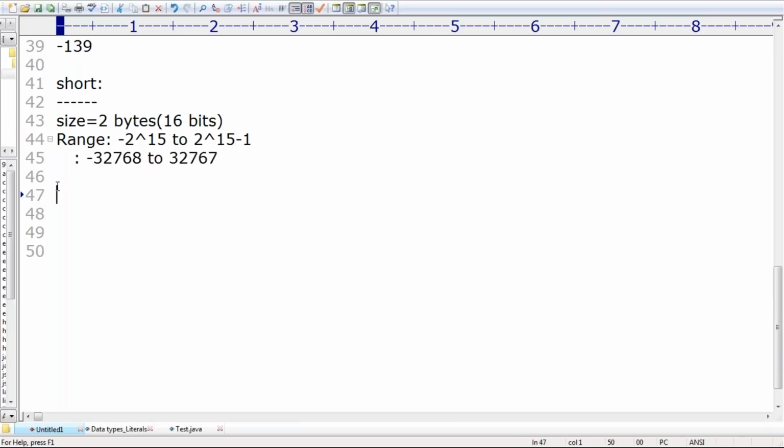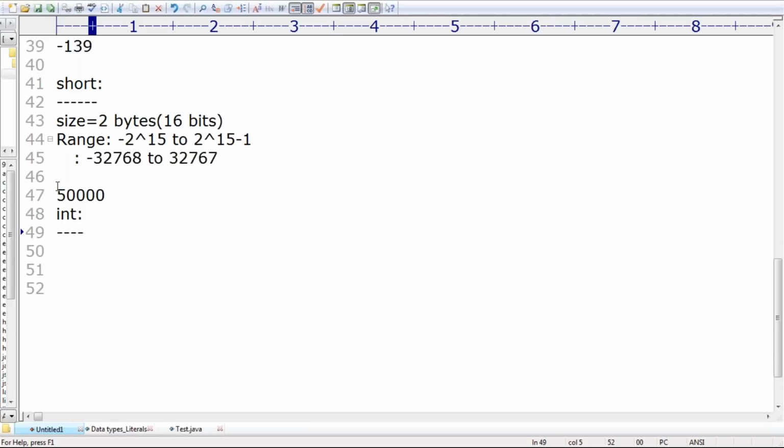Okay, next data type. Suppose I want to represent a value beyond this range, say 50,000. To represent 50,000, byte is not enough and short is also not enough, because 50,000 is not in this range. So we should go for the next level. What is that next level? The int data type. Remember that there is one specialty for the int data type.